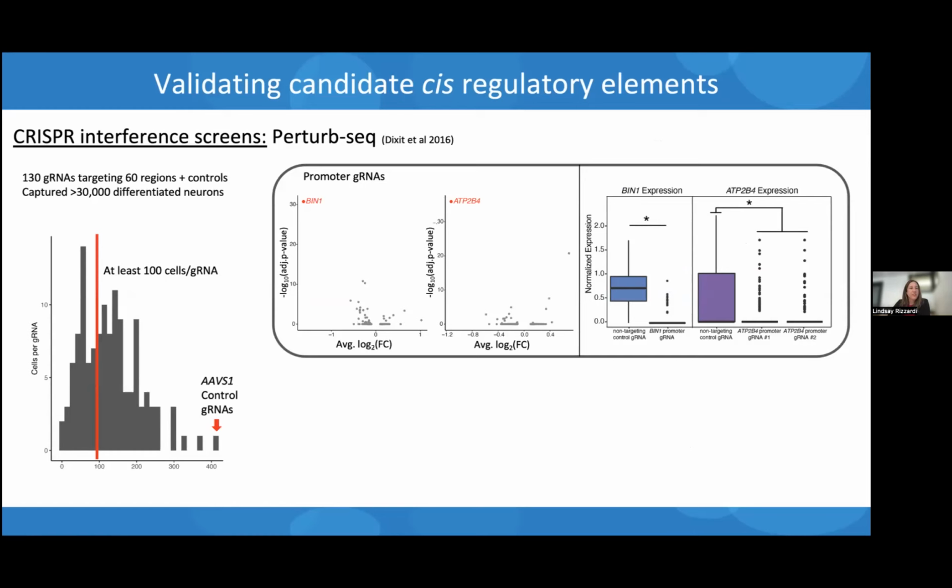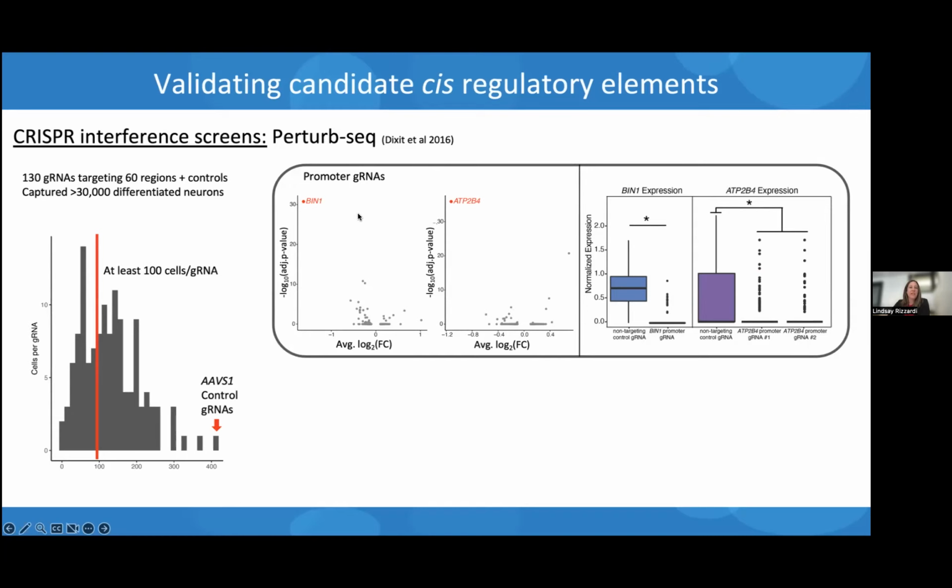And we captured over 30,000 differentiated neurons. We analyzed those targets that had at least 100 cells per guide RNA to give us the power to detect differential expression. And as controls, we're using guide RNAs targeted to the AVS1 locus. So it's a safe harbor locus. As we found, targeting to GFP caused some strange results. And I think just because if you don't target the dCas9 to anything in the genome, it starts to be a little wonky.